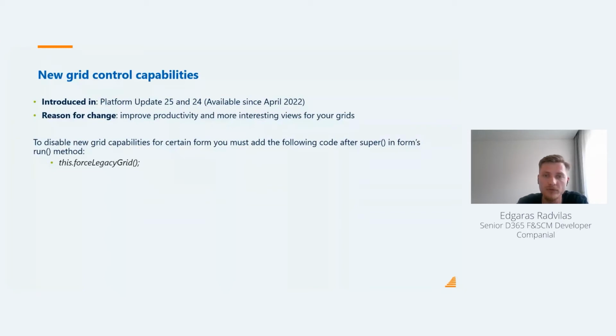It was to improve productivity and maybe even make the views that you see in the grid more interesting. On the other hand, you can make this change disappear by implementing this code line, force legacy grid. You should paste this code after the super in the form's run method, and that will make the old view available again. That would be useful for you if you experience some difficulties or issues caused by this feature.